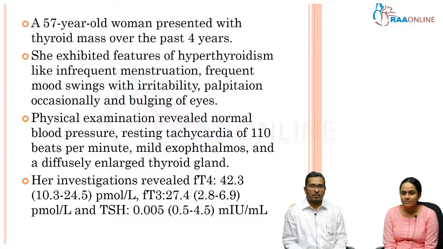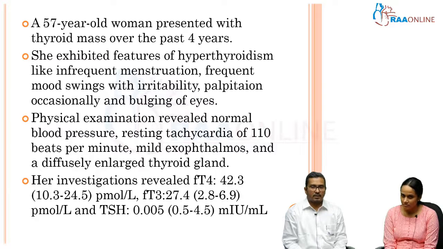It's a 57-year-old female presented with a thyroid mass over the past 4 years. She exhibited features of hyperthyroidism like infrequent menstruation, frequent mood swings with irritability, occasional palpitation, and bulging of eyes. The physical examination revealed normal blood pressure with a resting heart rate of 110 beats per minute. There is mild exophthalmos, and we can see a diffusely enlarged thyroid gland, about 8 by 6 by 4 centimeters.